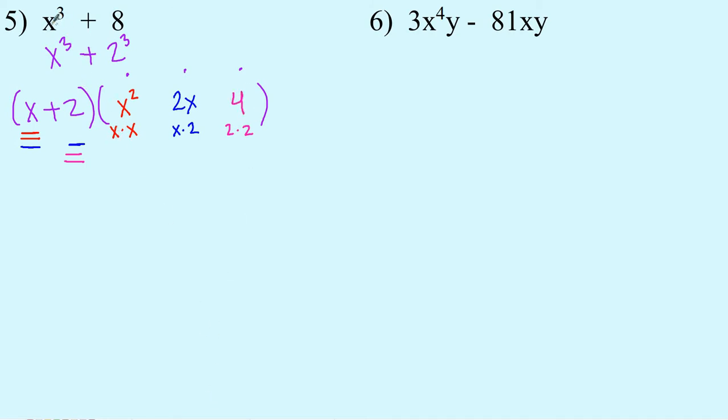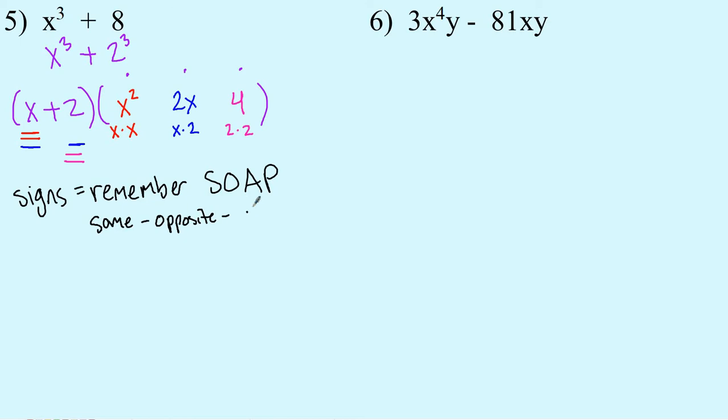Okay, so recap. Write it as something cubed. Drop the cubes. Then write your next 3 terms by multiplying these together. We do x times itself, x times the 2, and then the 2 times itself. Now, to remember the signs, remember slope. Not slope, remember SOAP. That stands for same, opposite, always positive.